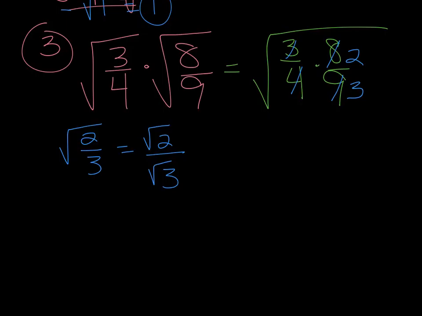Multiply by whatever we're trying to get rid of. So if I'm trying to get rid of the square root of 3, I'm going to multiply by the square root of 3 over the square root of 3. Okay, look at your numerator. The square root of 2 times the square root of 3. What do I get? Square root of 6. In the denominator, the square root of 3 times the square root of 3 gives me 3.